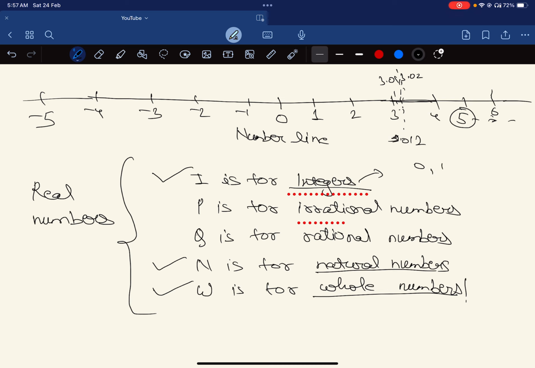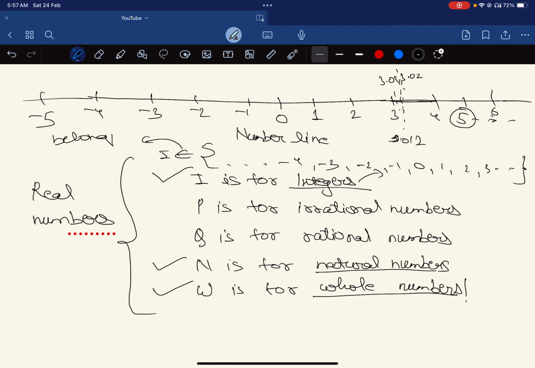Okay, 1, 2, 3, and so on. -1, -2, -3, -4, and so on. These are integers represented by I, and this is the symbol of belongs to.